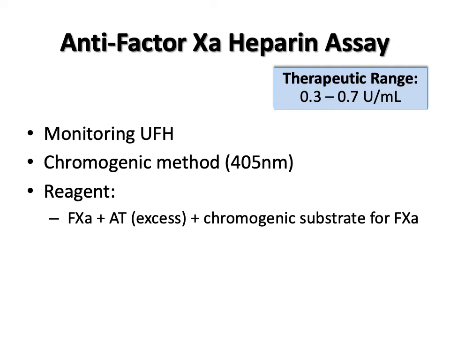The anti-factor Xa assay can be used to monitor unfractionated heparin therapy. It is a spectrophotometric method measuring a chromogen at a wavelength of 405 nanometers. The reagents contain a fixed amount of factor Xa and a chromogenic substrate specific for factor Xa. The therapeutic range is between 0.3 to 0.7 units per milliliter.